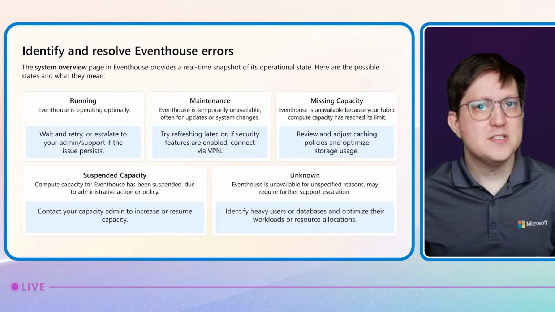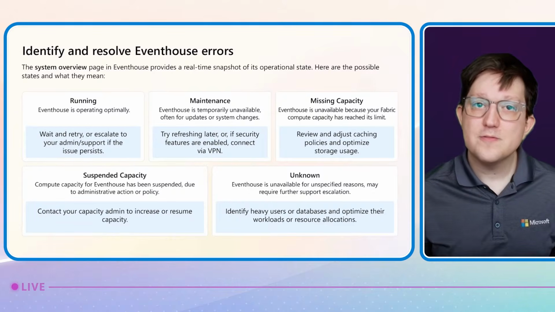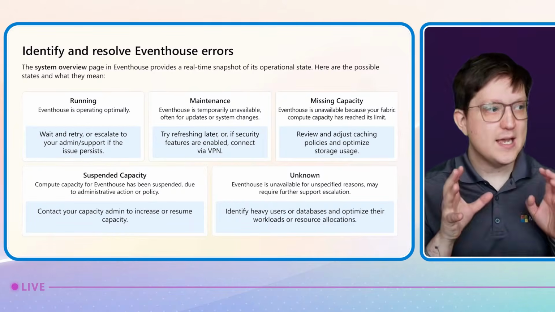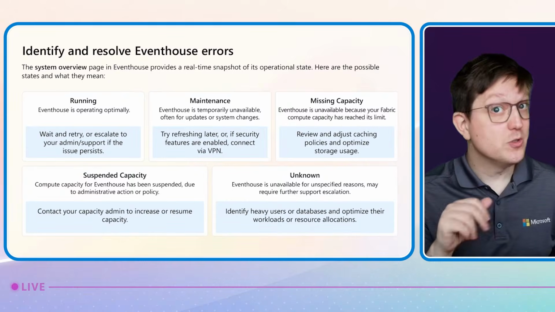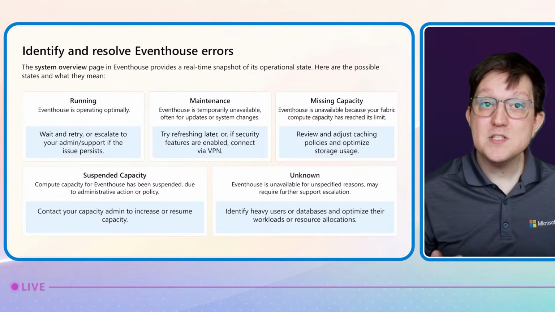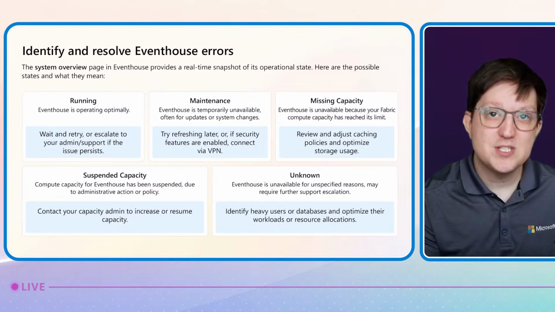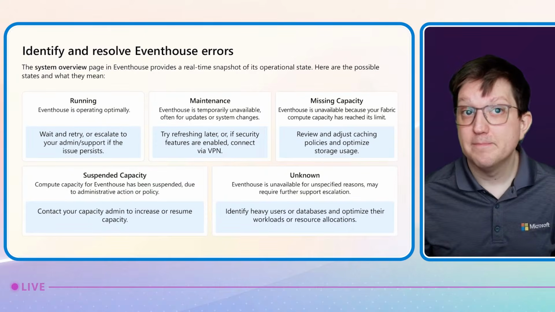Event House has a slightly different structure for its alerts because it's real time. So there's a lot of different possible states and meanings that we can encounter. Think of these as common things with common remediations. If it's running, it's good. We're fine. Maintenance means it's temporarily unavailable, but it means there's some sort of update or system change occurring. If it persists, escalate to an admin.